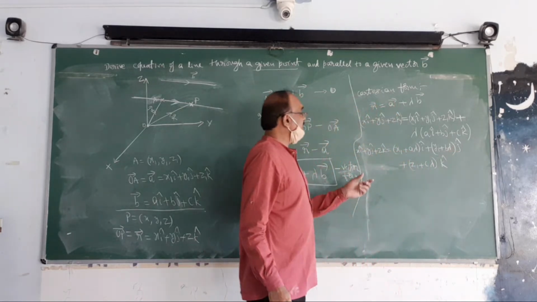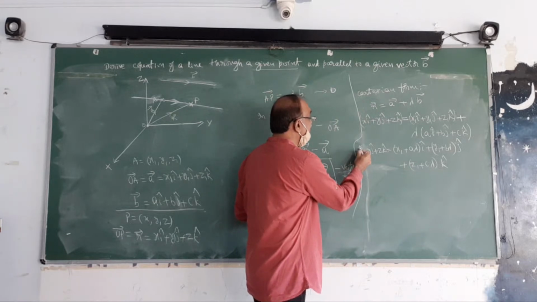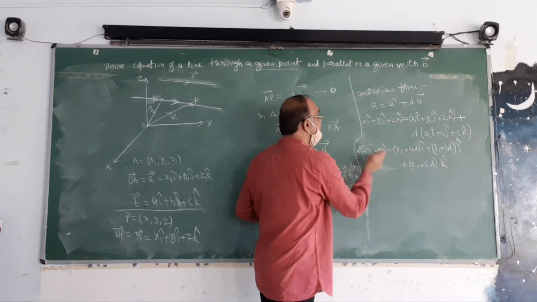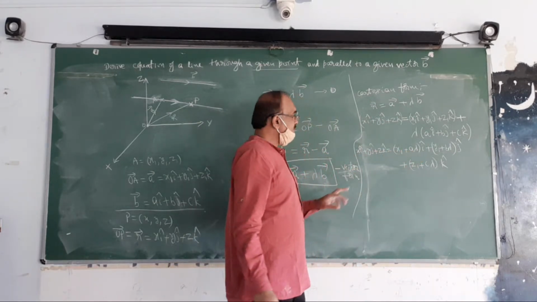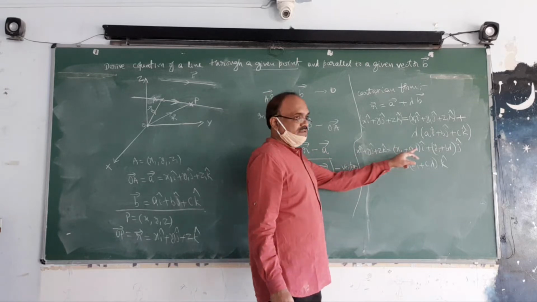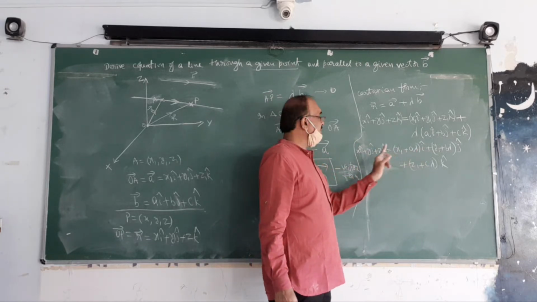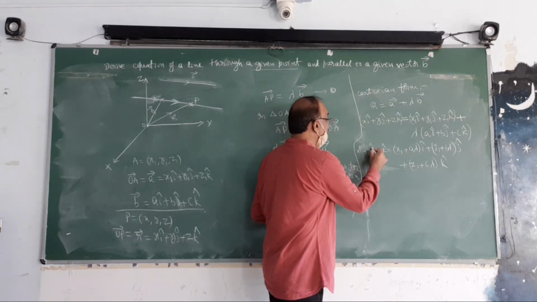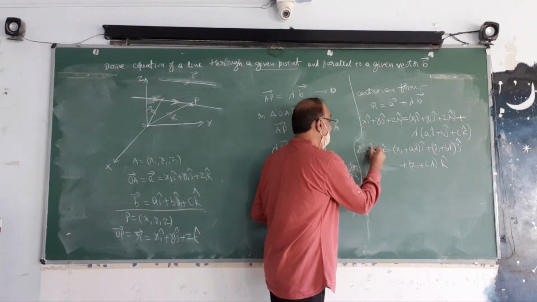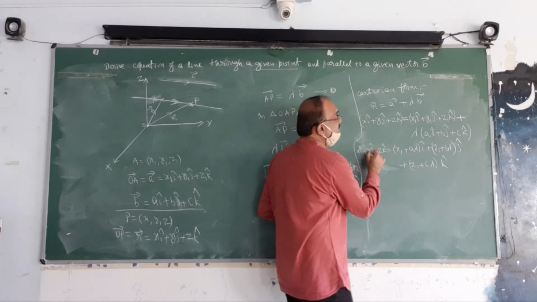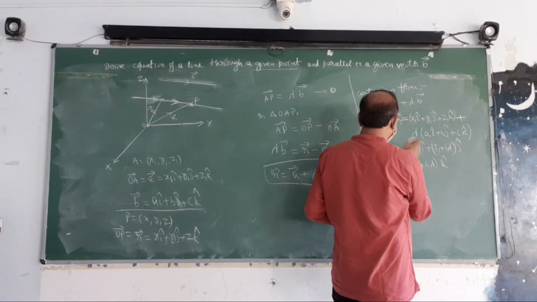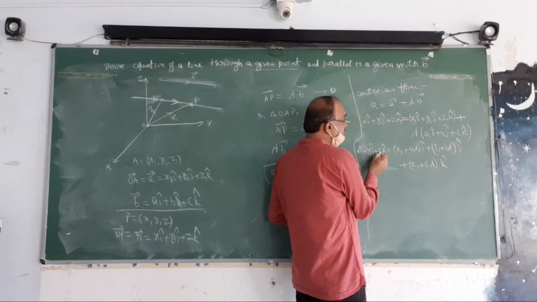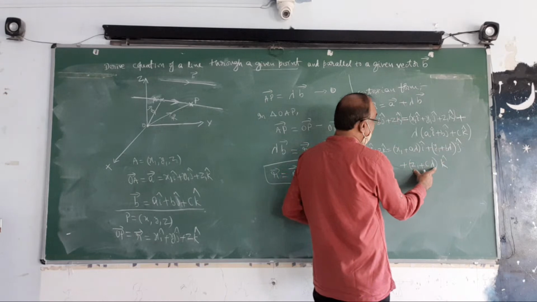Okay. Now you see, what you have to do? Equality of two vectors. So this and this are equal. They are the same. That means the i coefficient here and the i coefficient here must be equal. The j coefficient here, that is y, must equal the j cap coefficient here. The k cap coefficient z must equal this one, right?